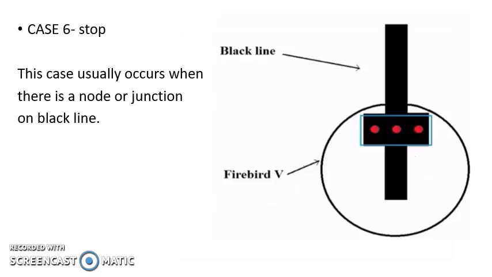And the last case is 6. In this case, when black line is below all three line sensors, robot should be made to stop, and this case usually occurs when there is a node or junction on black line.